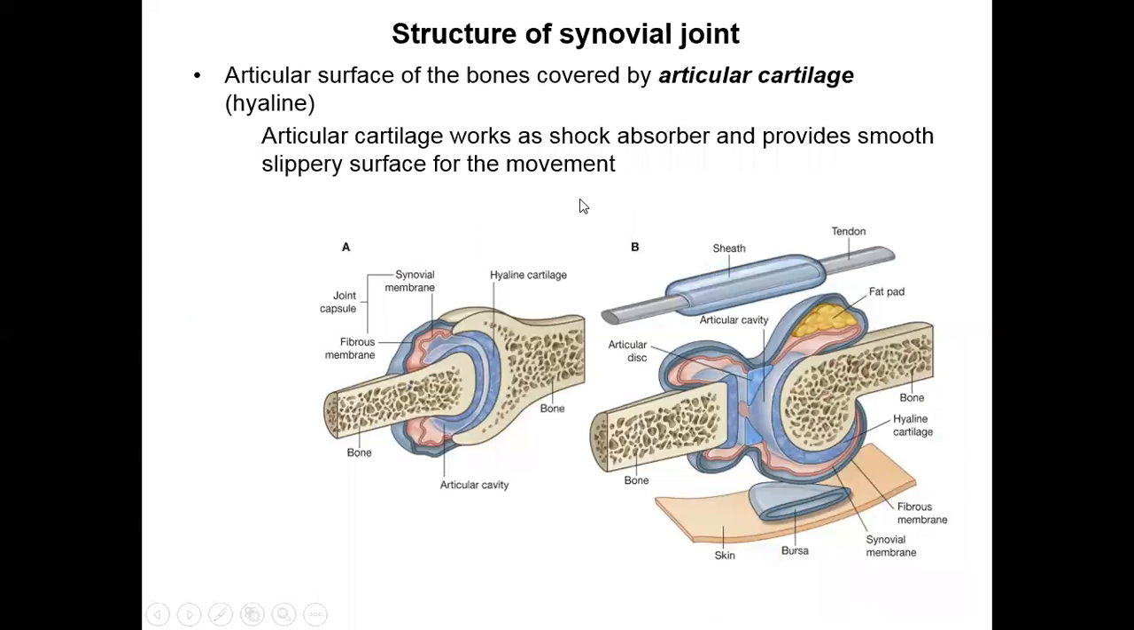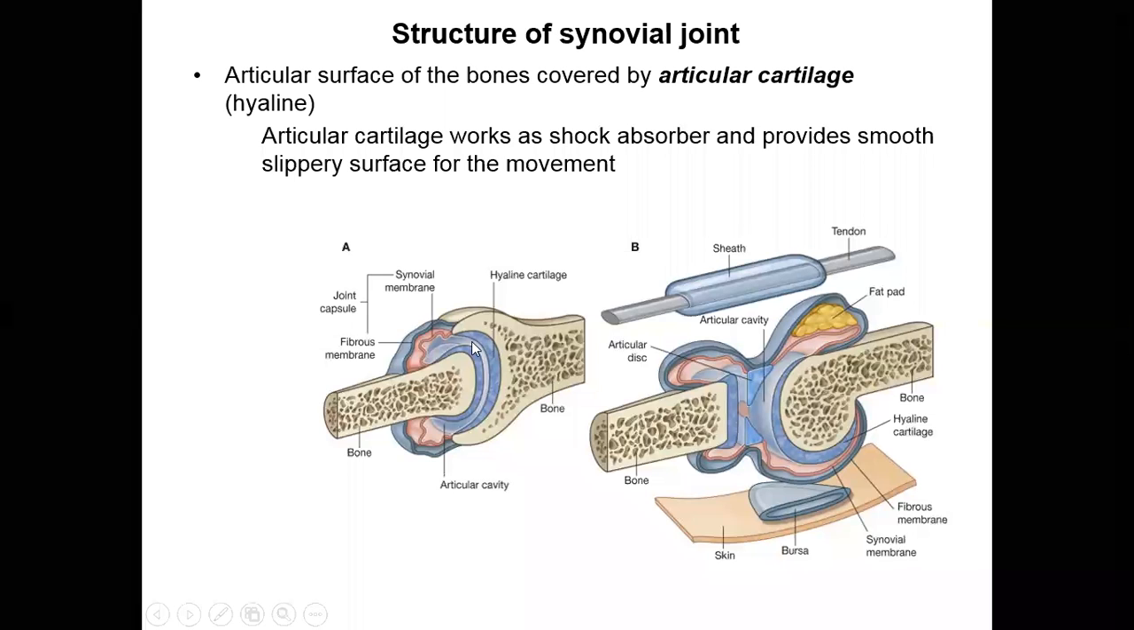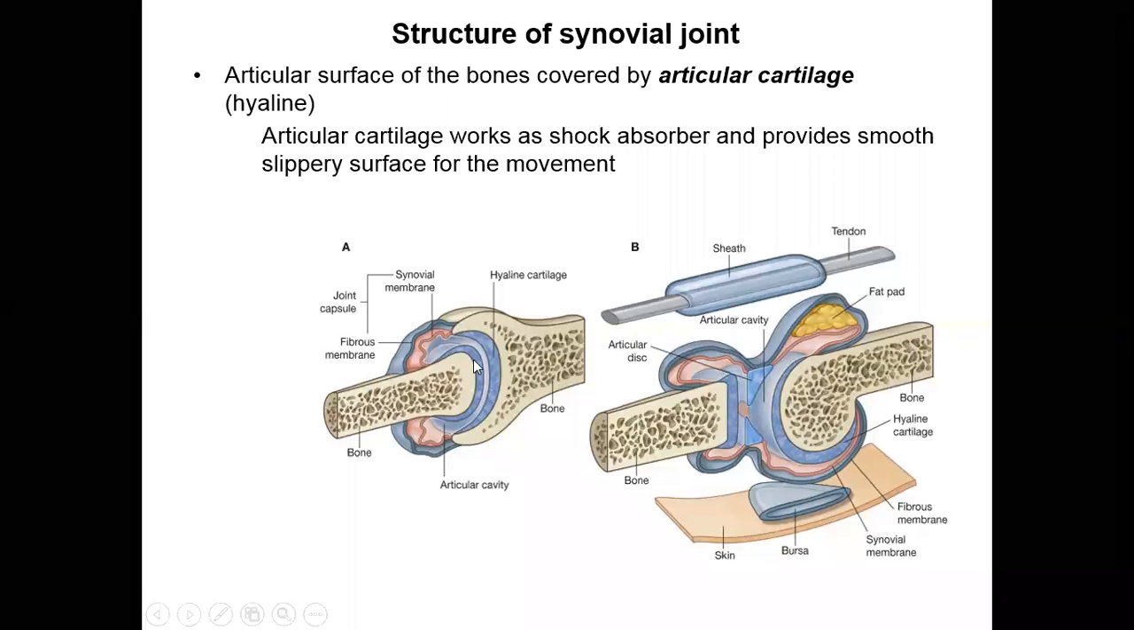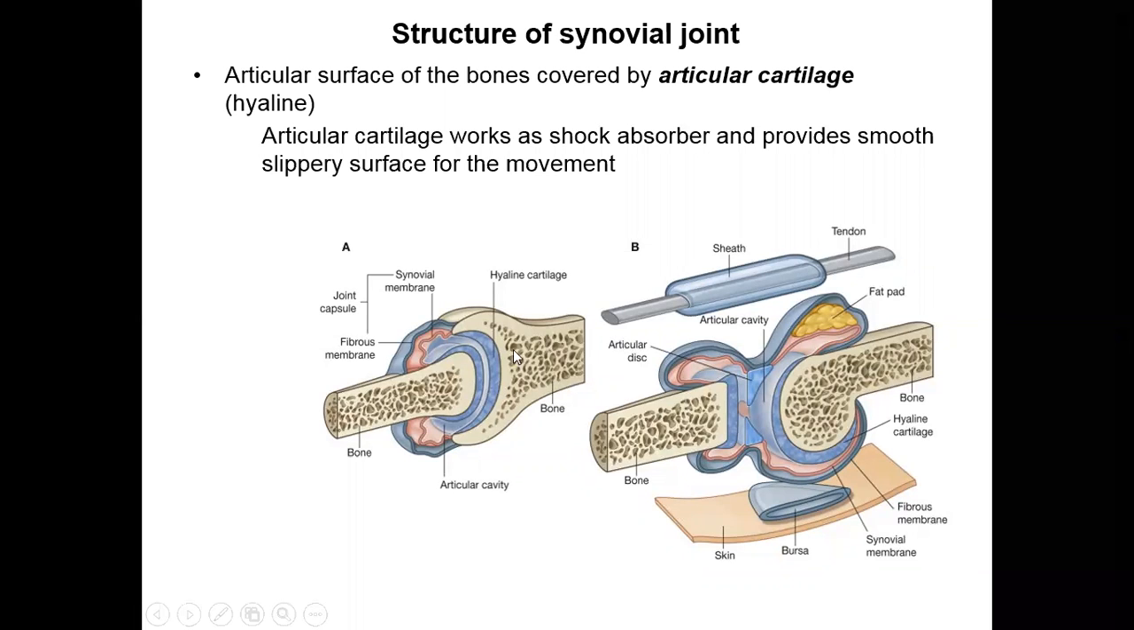Now how will the structure of a synovial joint look like? The articular surface of the bone is going to be covered by articular cartilage. So that can be seen on both bones, this bone as well as this bone. They are going to get covered by a cartilage, that is articular cartilage.